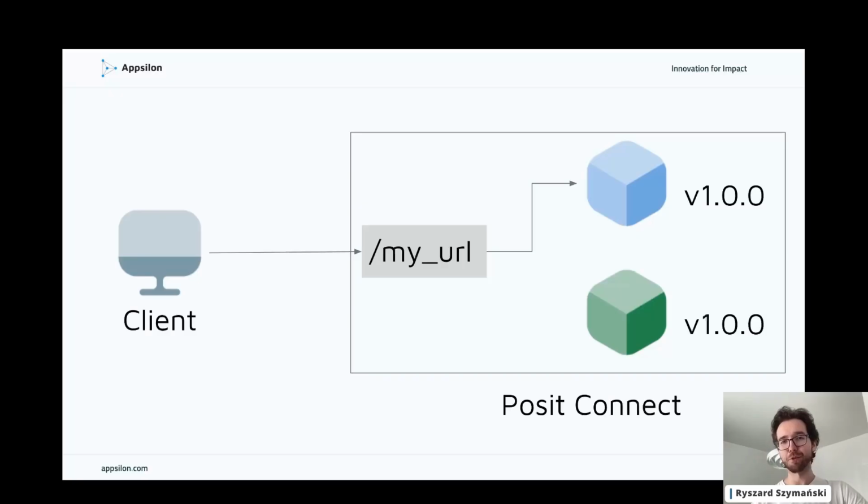Let's see how an example blue-green deployment could look like on Posit Connect. So let's say our users are accessing the app through the my_URL vanity URL, which is initially configured for the blue content item. Now we deploy the new version to the green content item, and once we confirmed everything's working as expected, we reconfigure the same vanity URL, but this time for the green content item.